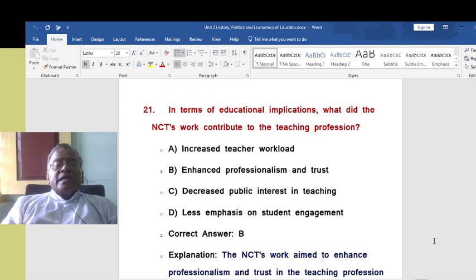In terms of educational implications, what did the NCT's work contribute to the teaching profession? That is enhanced professionalism and trust.